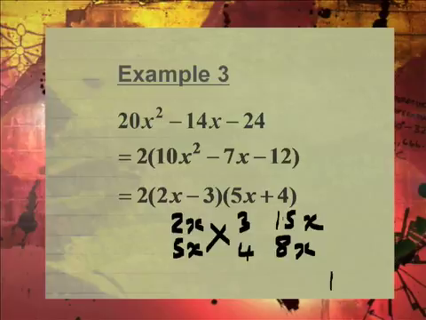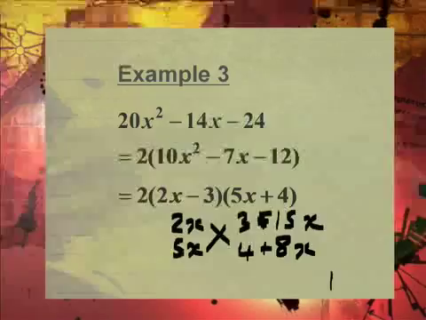If you go negative, what's that? Negative 15 plus 8 will give you negative 7 there. Or minus 15 plus 8 gives it to you, and there's your negative 7. So it's 2x minus 3, it's a minus there, and 5x plus 4.